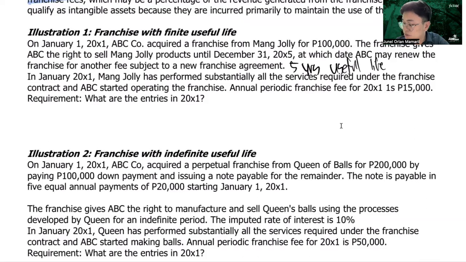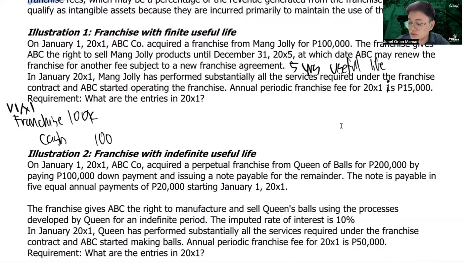Tapos sinabi na rin niya, no? Is typo 15,000. Yan yung kanyang periodic franchise fee. So how do we account for that? First, on January 1, debit franchise, intangible asset, credit cash for the initial franchise fee of 100,000.